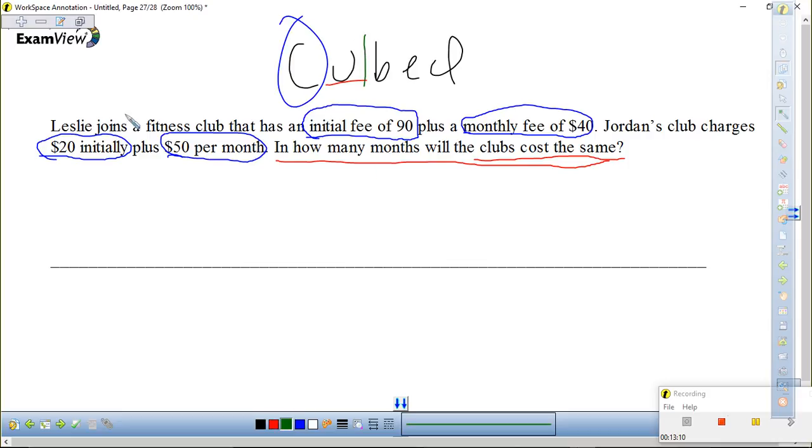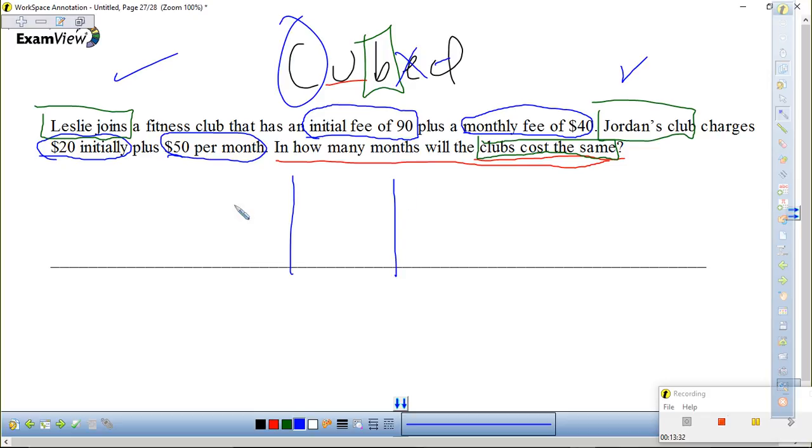Box important keywords here. Leslie joined. Jordan's club. And at the end, clubs cost the same. Exclude anything that you didn't use, and let's draw a diagram or a table. How many people are they talking about? 2. 1, 2. So 2 lines down. 1, 2, 1 across. Who are they? Leslie, Jordan, and total.